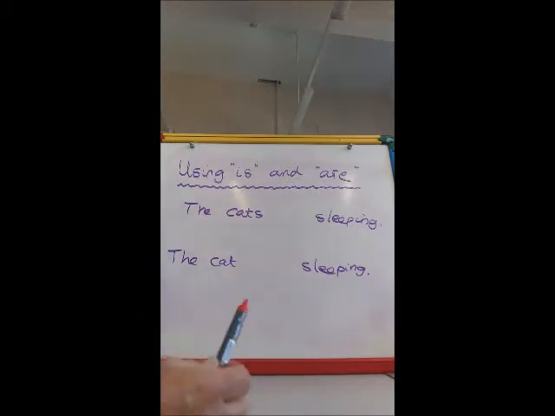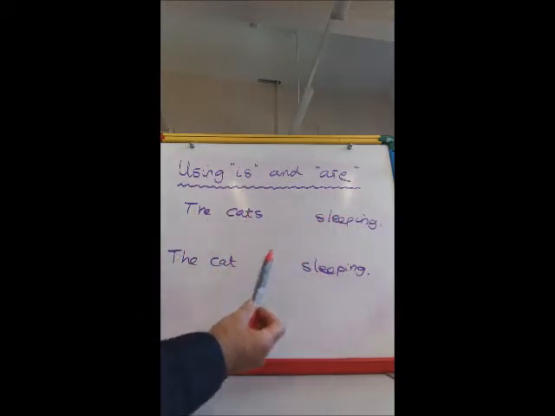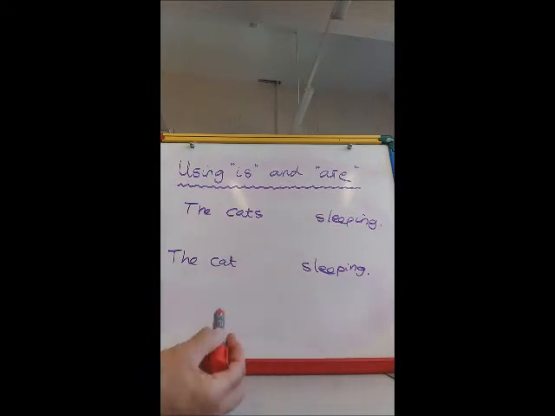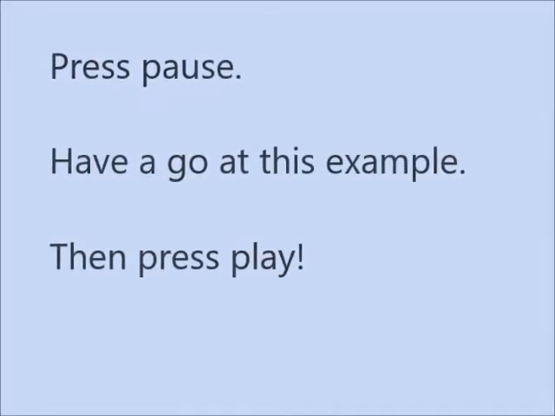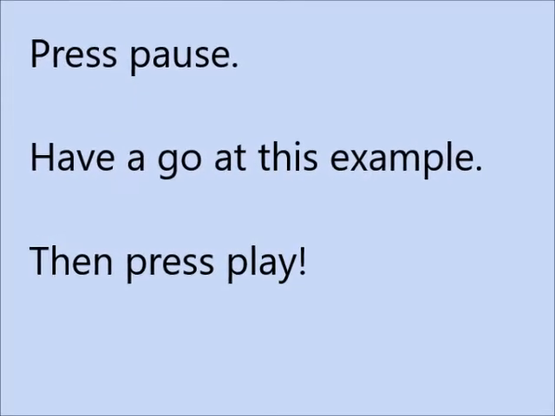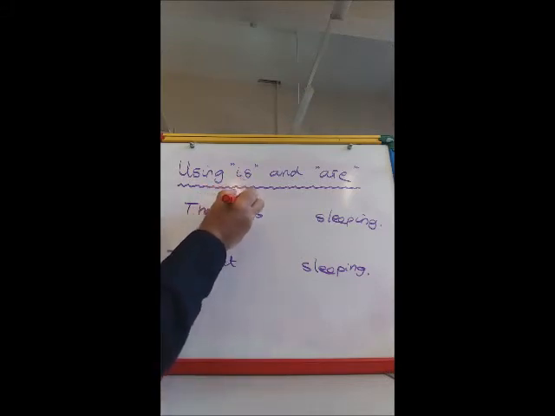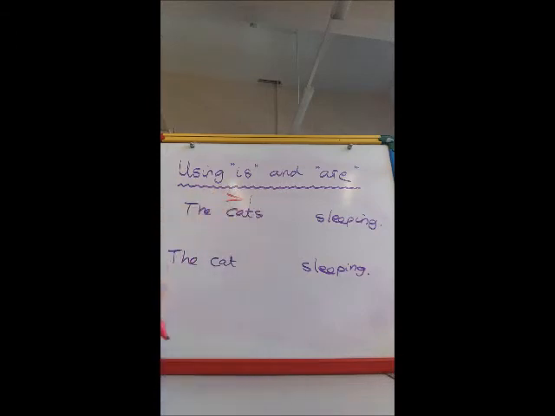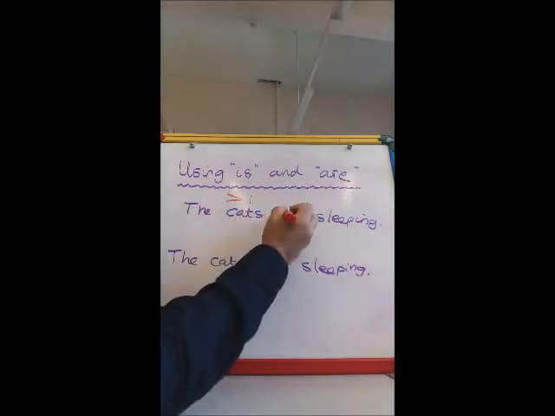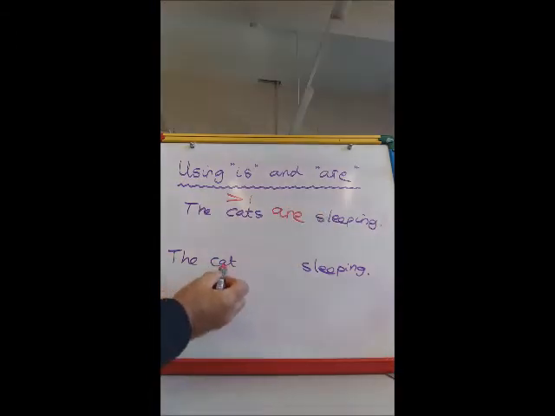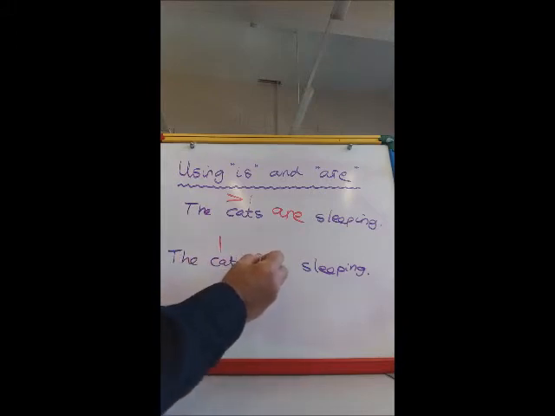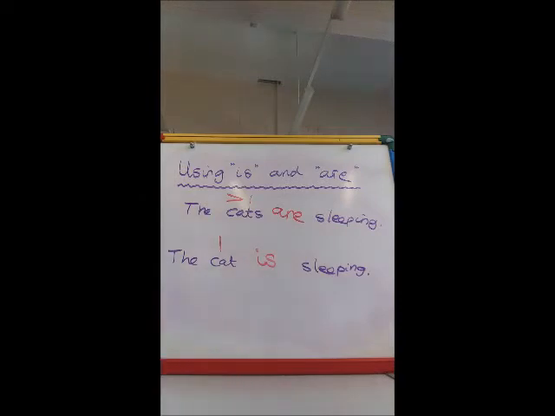Two more examples for you here. So we've got the cat's sleeping and the cat something sleeping. So remember, you've got to decide, is it one or is it more than one? Well, cats is more than one. And if it's more than one, then we use the word "are". In the second example, cat is singular. There is just one of them. So therefore, the cat is sleeping. There you go. That's all there is to it.